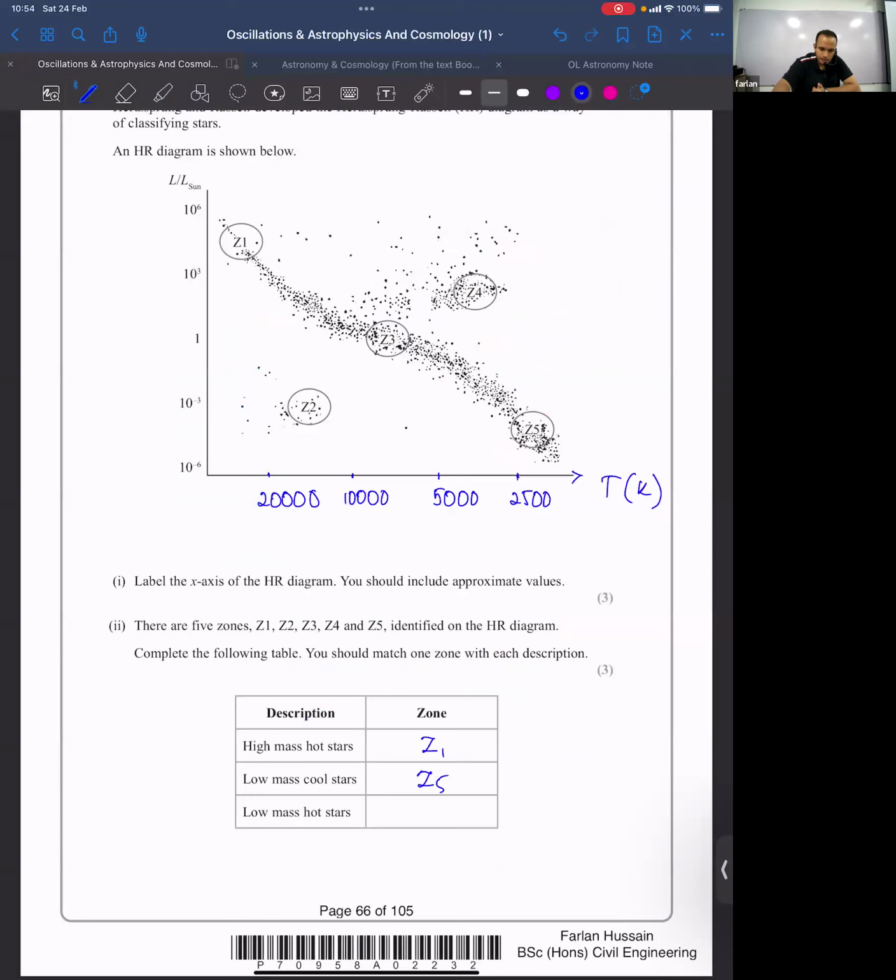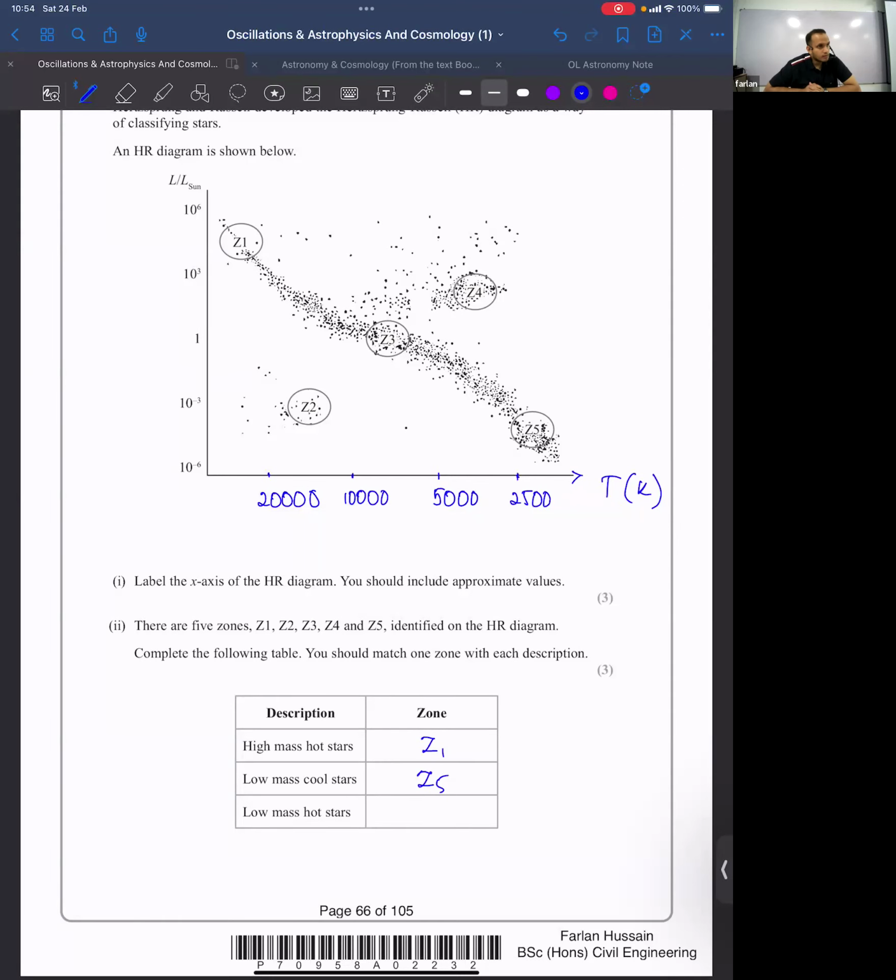Mass will be high because it is stable. Compare now, low cool stars means it has to be either Z4 or Z5, the two options. No, Z4 is actually where the temperature is high. No? It is a supergiant. Yeah, so it can be a red giant. Z4 can be a red giant, which is hot.